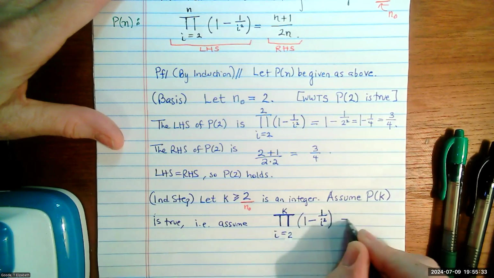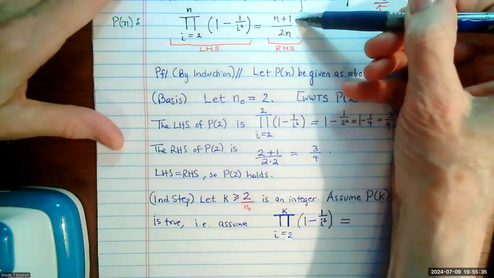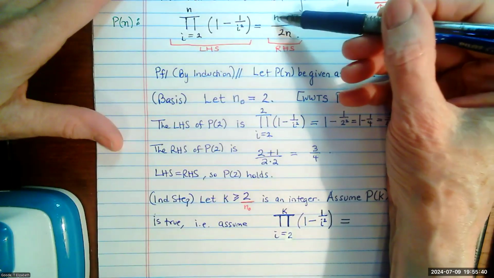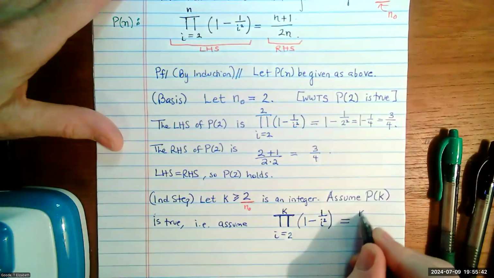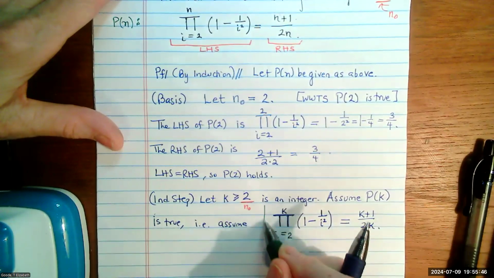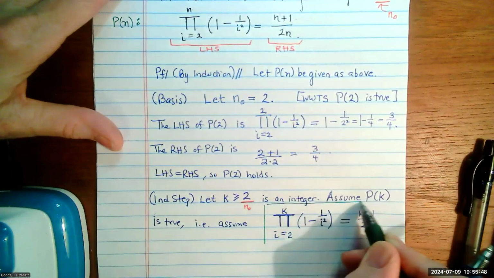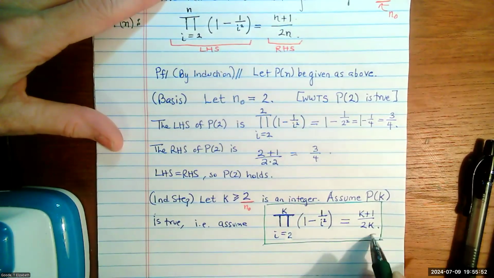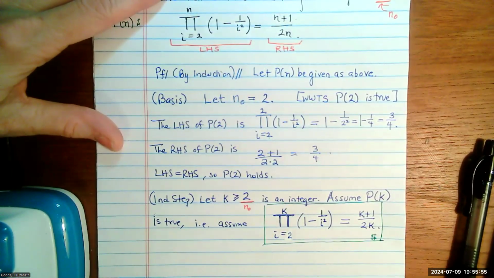and this is a product. All right, now it's equal to the right-hand side with k everywhere we currently see an n. So it's k plus 1 over 2k. That is our inductive hypothesis. So hence the birth of proof money. This is where it all started. This is our inductive hypothesis.